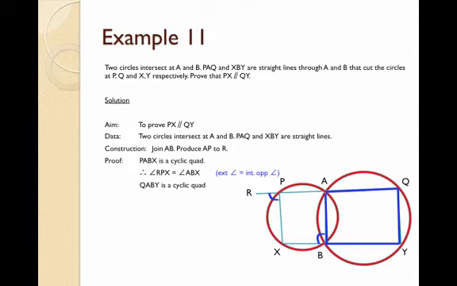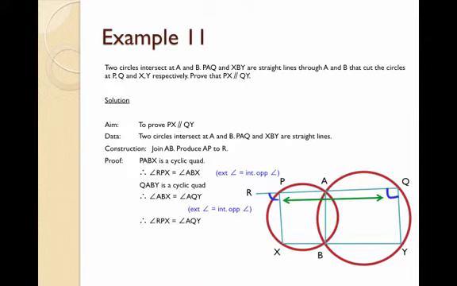Similarly, I can state that QABY is also a cyclic quadrilateral, meaning that angle ABX is equal to angle AQY for the same reason. I have now shown that angle RPX is equal to angle AQY, which means that PX is parallel to QY because the corresponding angles are equal.